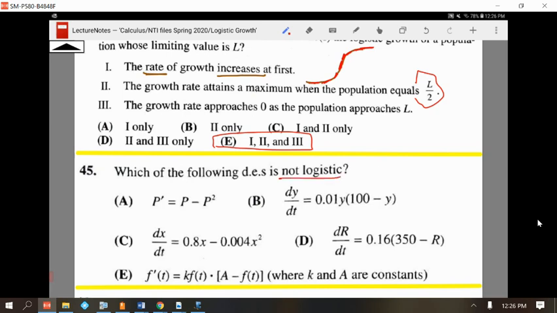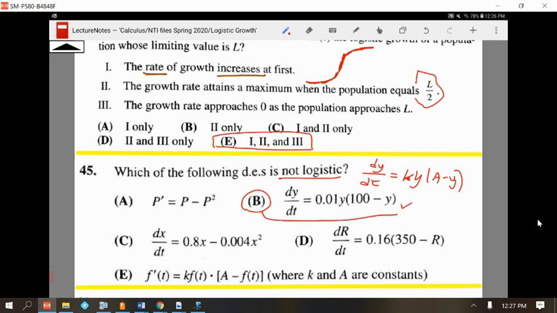Okay, so remember the logistic equation, the note that we wrote earlier, dy/dt equals k times y times (A minus y). Well, it turns out there's a couple other ways you could write that. If you look at part B, it looks a lot like that, right? There's a 0.01 for k and there's 100 for A. So this is definitely just logistic.